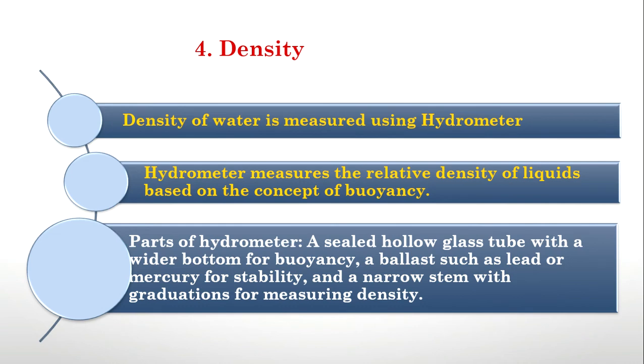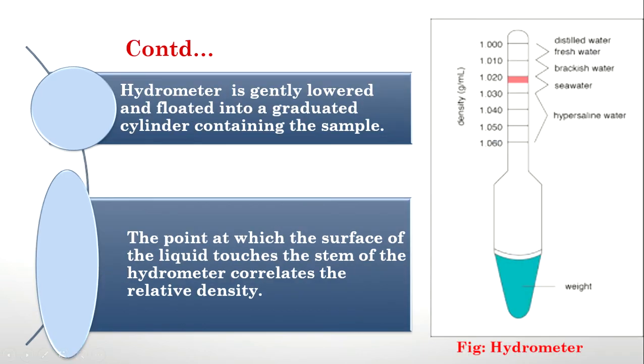This is density. It is measured by using an instrument known as a hydrometer. Here we can see the figure of a hydrometer. It is a tubular shape which contains a thin tube at the top, and at the bottom of the tube there is a broad bulb. Inside this broad bottom, there will be some ballasting materials like mercury, lead, etc. That will give stability to this tube. So these are the parts of a hydrometer.